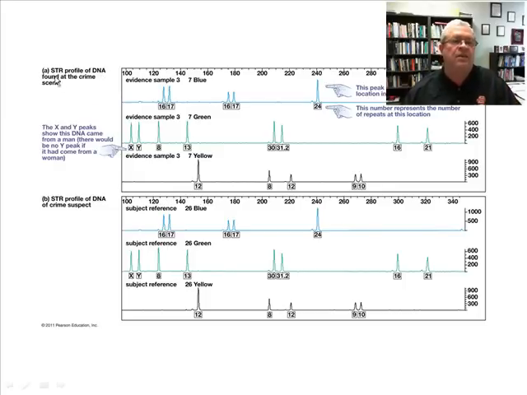This is an STR profile of DNA found at the crime scene. You see all these various peaks and so forth. This is an STR profile of the DNA of the crime suspect. You notice they match exactly. I think this guy's in trouble. Assuming it's a guy, I think this guy's in trouble.